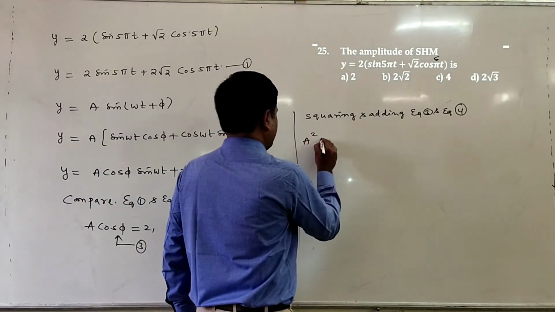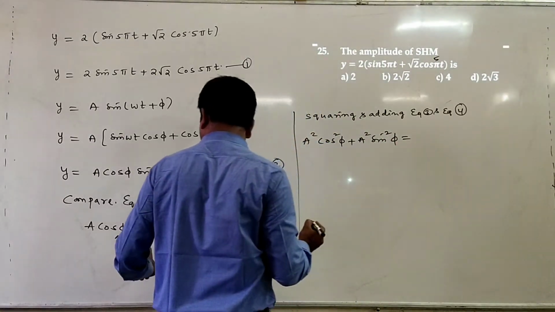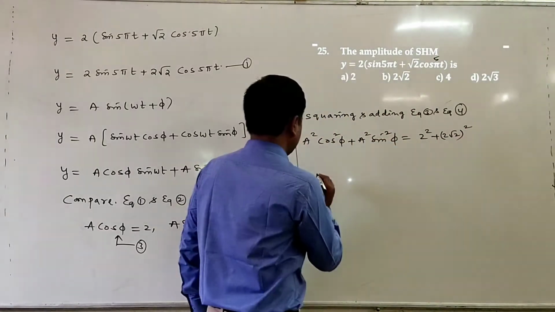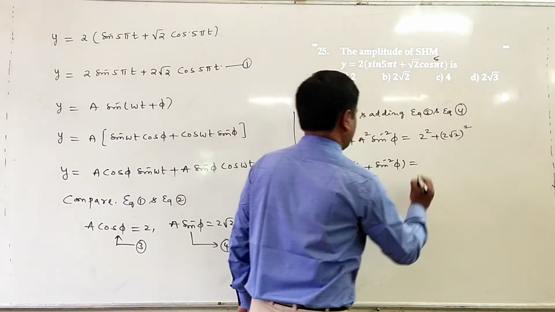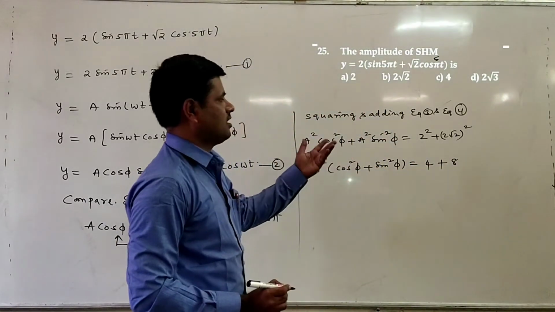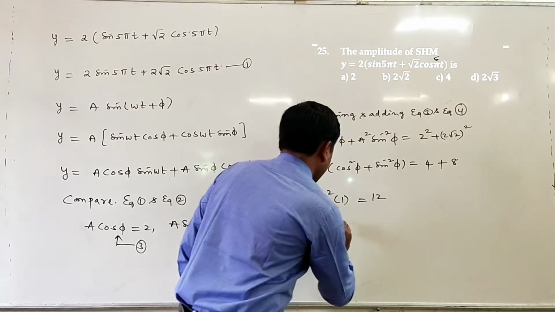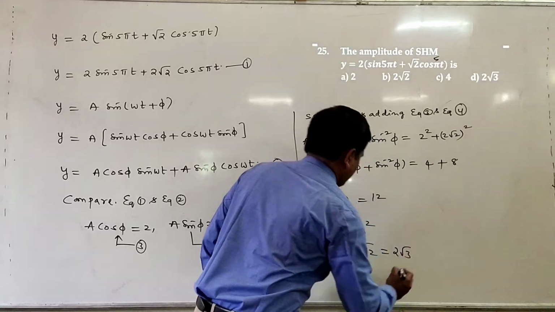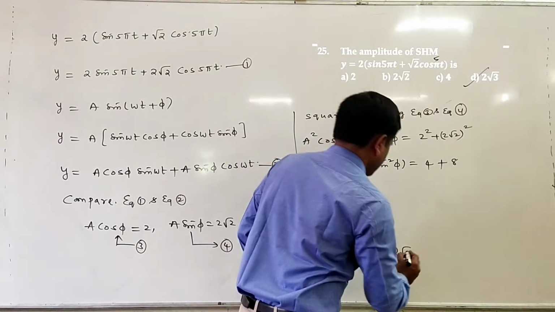What are we getting here? a square cos square φ plus a square sin square φ is equal to 2 square plus 2 root 2 whole square. Now a square into (cos square φ plus sin square φ) is equal to 2 square, which is 4, plus 2 root 2 whole square, which is 8. So a square into 1 is equal to 12. a square is equal to 12, a is equal to root 12, which is nothing but 2 root 3. Which option is correct here? D option is correct. Amplitude is 2 root 3 meters.